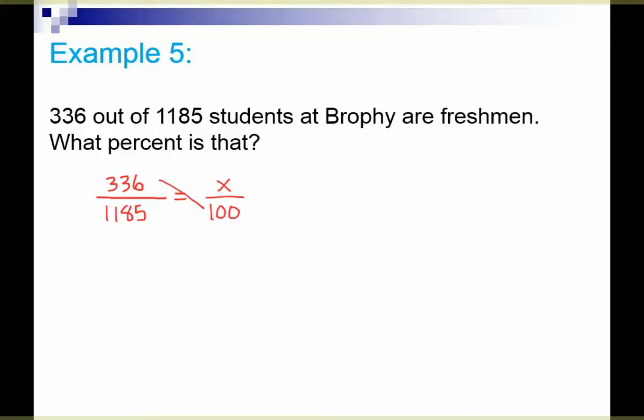And that x would be the percent number. So cross multiply here, get your answer and divide, and you should have come up with 28.35. And we could round that, let's say, to the nearest percent. So x is approximately 28%. So 28% of all Brophy students are freshmen. Hopefully you came up with that. 336 times 100, enter, divided by 1185 should give you 28%, or 28.35.